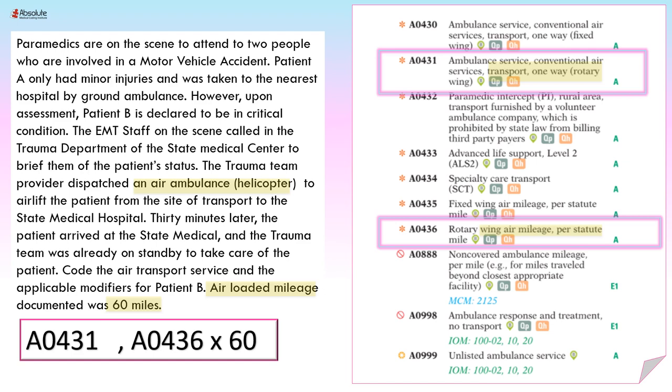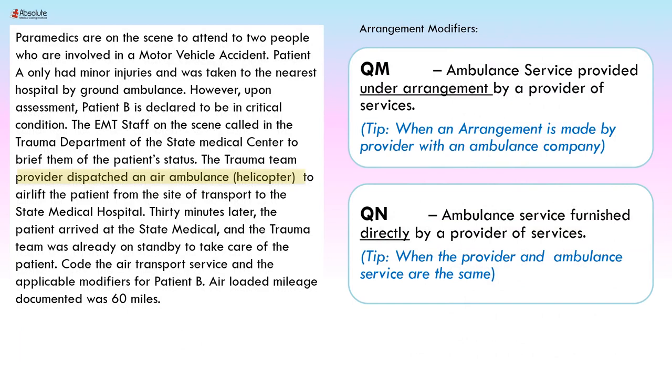Now let's go ahead and take a look at our modifiers. So let's talk about the arrangement modifiers here. For this particular encounter, the trauma team is going to be the provider for this patient because they are the receiving end. Of course, they are the ones who actually dispatched the air ambulance, and they are going to be the one taking care of this patient. They will be the provider.